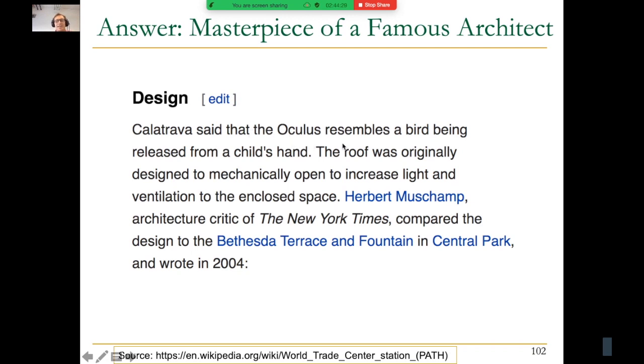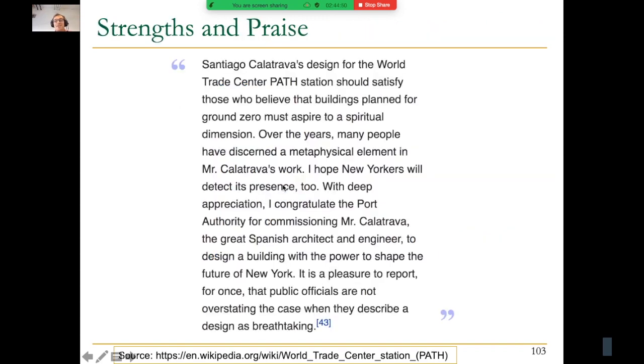And clearly he had some idea of what it would do, basically design, resembling a bird being released from a child's hand. And clearly the roof was originally designed to mechanically open to increase the light and ventilation. So there are some design constraints, as you can see. People are going to be in the space. And those design constraints may or may not be satisfied, right?